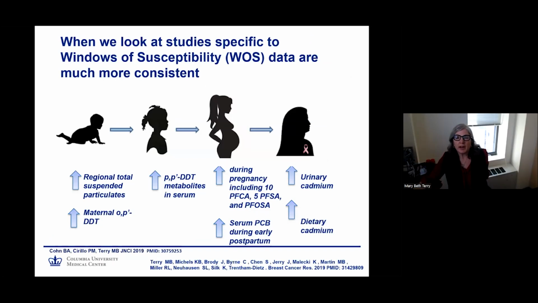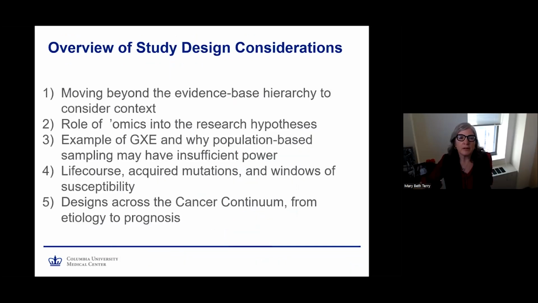However, when we zoom in on the studies that do look at specific windows of susceptibility, the evidence is more consistent, just like when we think about underlying susceptibility based on family history or genetics. For example, we see that human studies of pesticide exposures during infancy and early childhood affect breast cancer risk, as do chemicals during pregnancy and menopausal windows. Susceptibility matters when measuring the effects of common environmental chemicals.